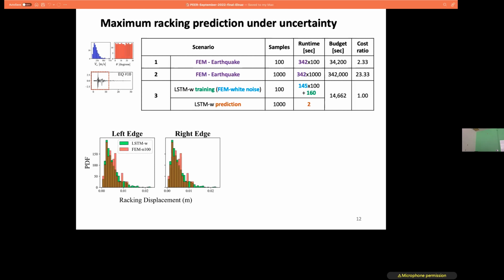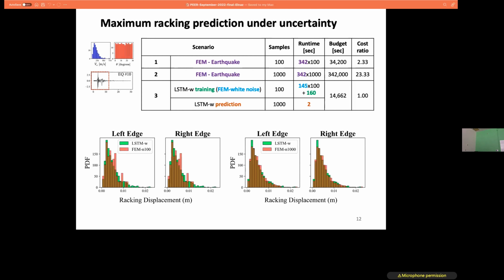And you see that I'm showing the PDF for the left and right edge of that buried structure. So we see that there are some discrepancies, especially for the tail, and also some changes in this part. So it seems that the 100 samples that I sampled from the earthquakes to predict that racking maybe weren't really enough. What if I had 1,000 samples for my earthquake and then 1,000 samples from my LSTM model?